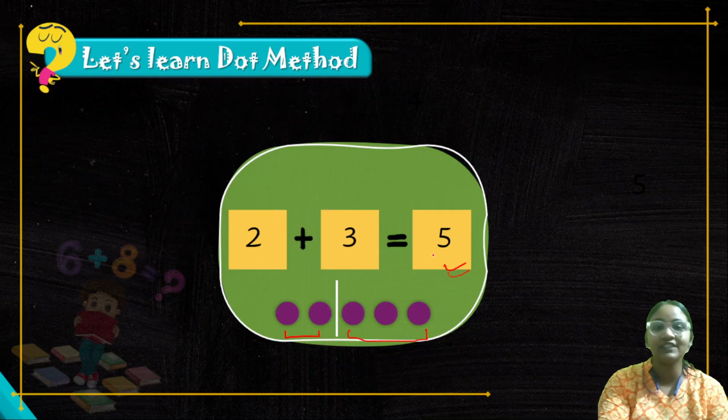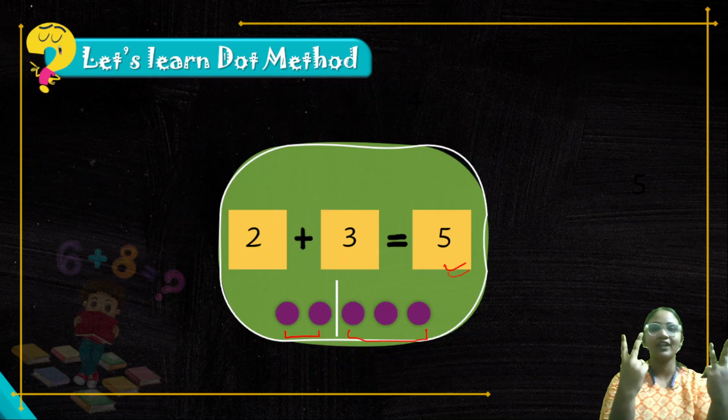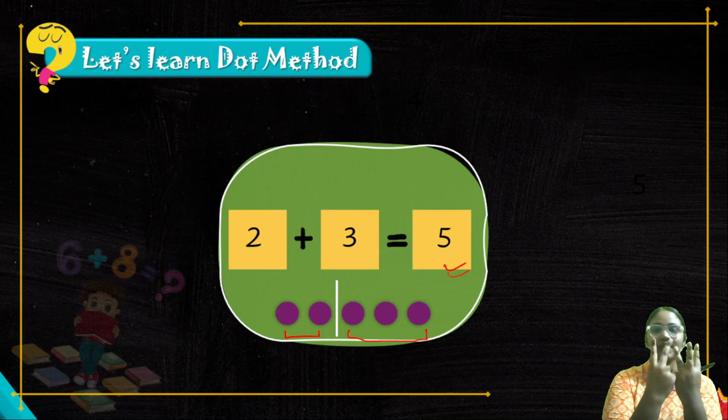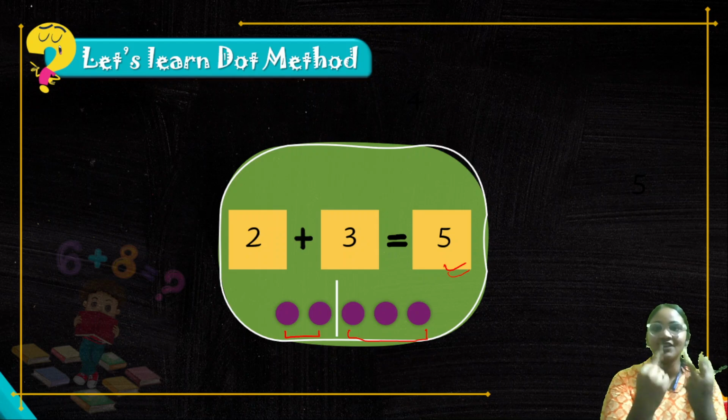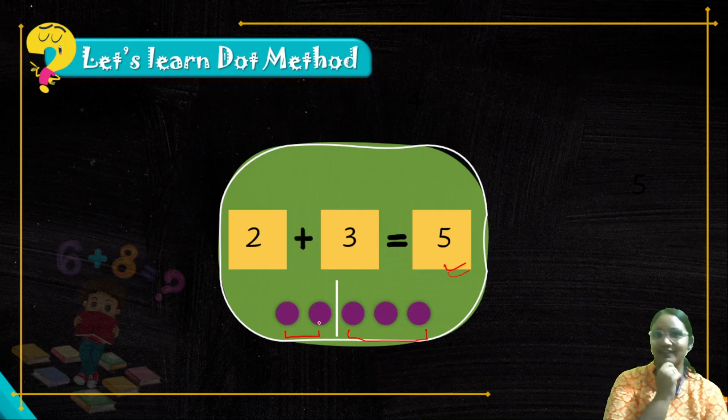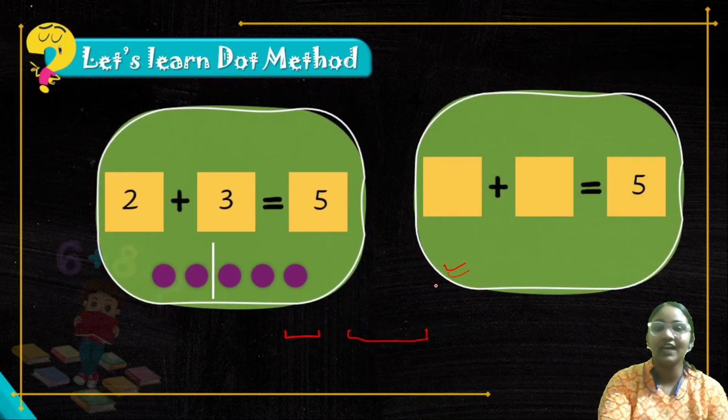Can we verify this using our fingers? If I take out 2 fingers in one hand and 3 fingers in the other hand and put them together, let's count them together. 1, 2, 3, 4 and 5. So these are 5 fingers, right? So 2 plus 3 all together makes 5. So this is correct, right? But is this the only way we can get 5 as a result? No, this is not the only way. Let's see the other way now.